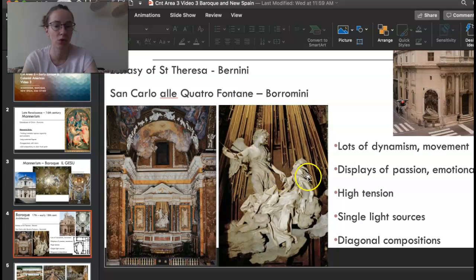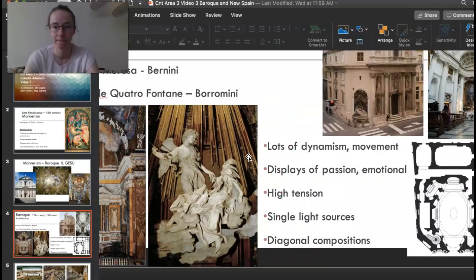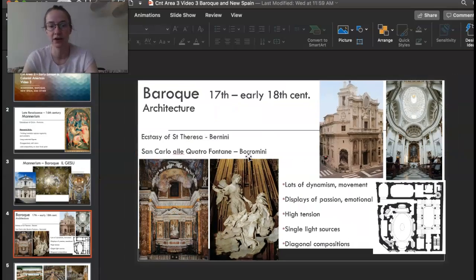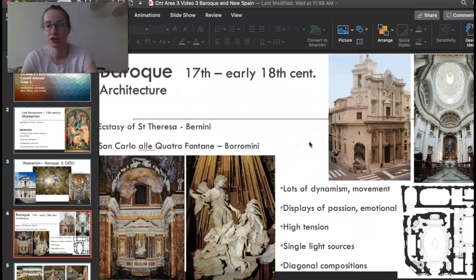We see the folds in the fabric are so soft and so much movement. And then we have the rocks that the figures are on, which have a very different feel. So there's lots and lots of drama in the positioning. We have those diagonals. When you look at this, you definitely feel the emotion and the experience that St. Teresa is experiencing. When we move over and look at San Carlo, this is a church too.